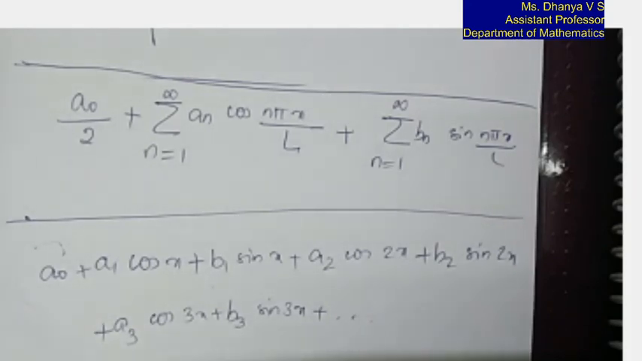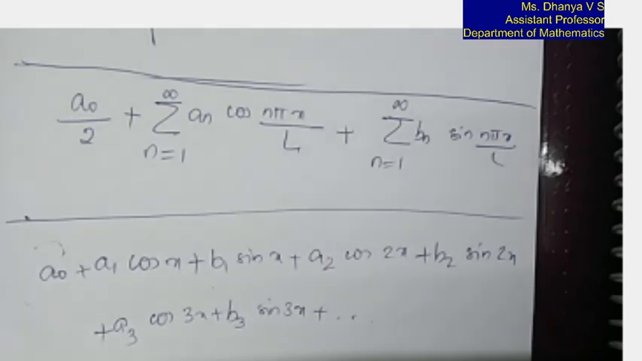A series of this form is called a trigonometric series because trigonometric terms sine and cos are involved, and this is also called a Fourier series. A trigonometric series can be a series of tan, cos, or anything, right? But this particular series involving sine and cos is called a Fourier series.